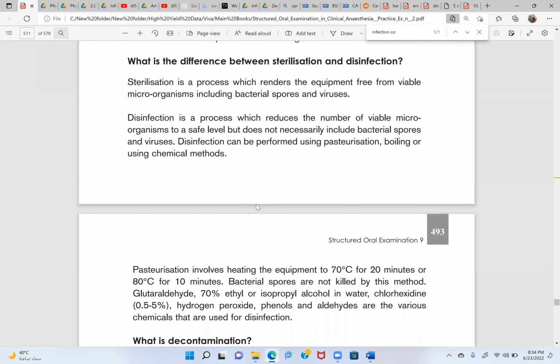Okay. So yes, Zishan, what are the different ways to do sterilization and disinfection? Sterilization can be done with chemical methods, by steam method, and with certain gases like ethylene oxide.